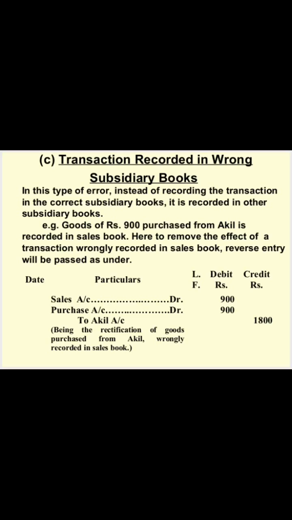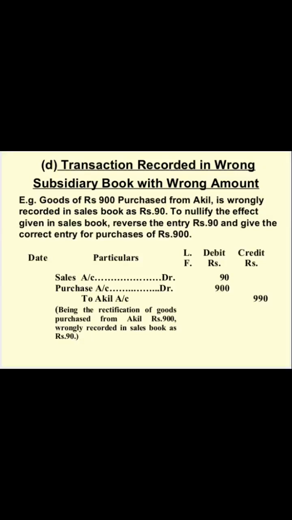As you can see that sales account has been debited with rupees 900, purchase account, which is the correct entry, is to be debited again by 900, but the Akhil account has to be credited by double amount, that means 1800. Now the last error of commission is transaction recorded in wrong subsidiary book with wrong amount.